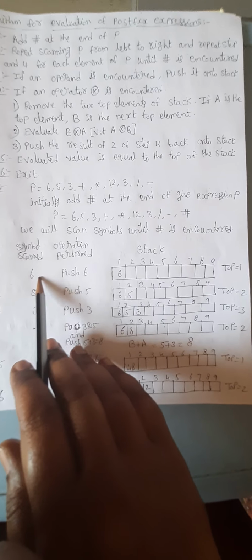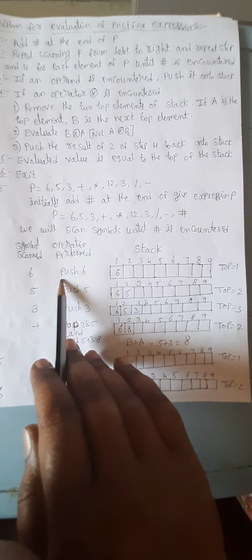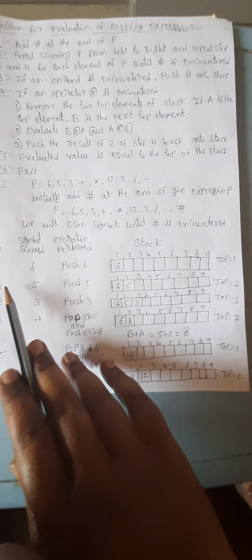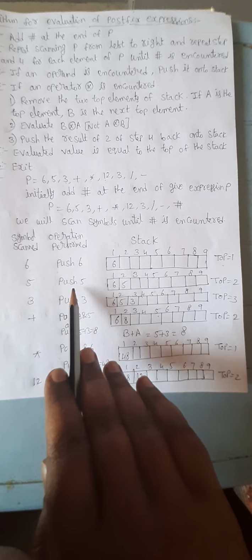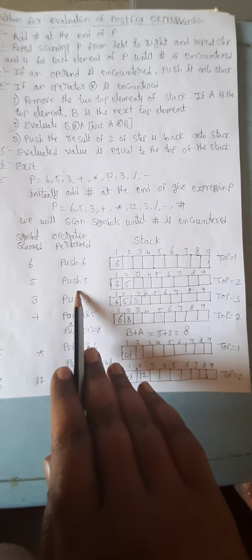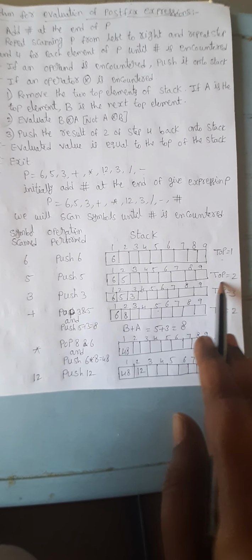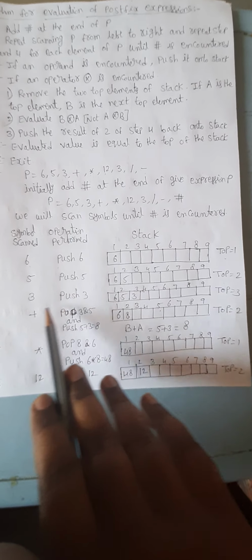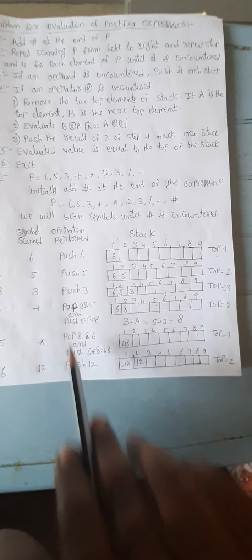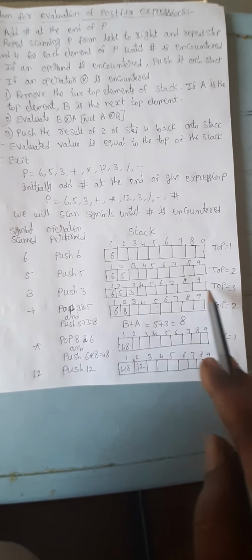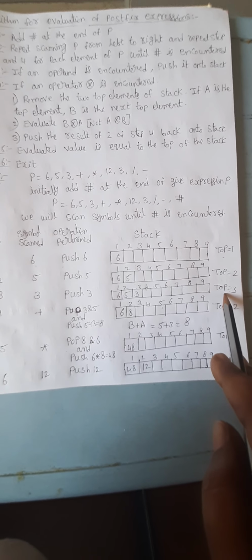See this, first one is 6, that will be pushed into the stack. Now top will become 0, and the next one is 5. We have to push the 5, and 5 will be pushed onto the stack. Now the top value becomes 1. Then we have to push the 3. We are pushing 6, 5 and 3. The top value becomes 2.